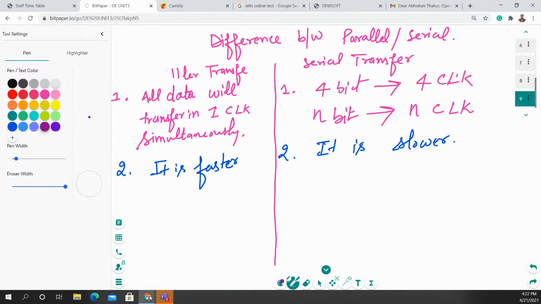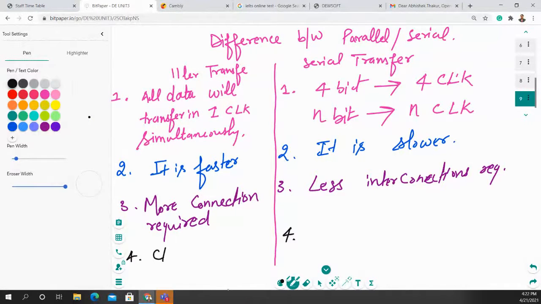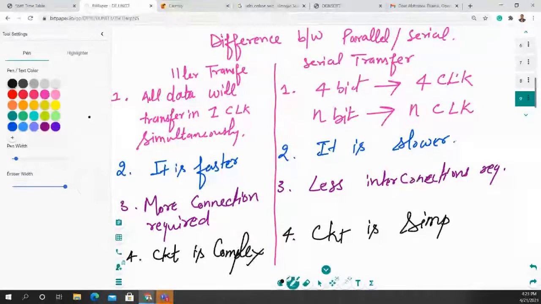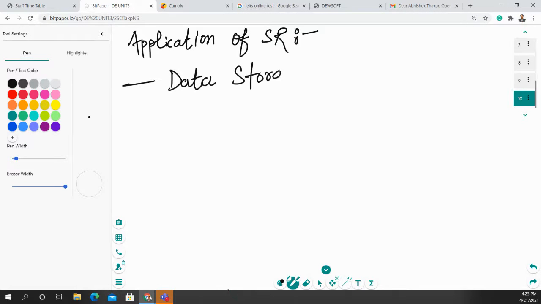What is the next difference between sending registers and the receiving registers? More connections are required here, and here less connections. It is complex, and the circuit is simple, as data storage.